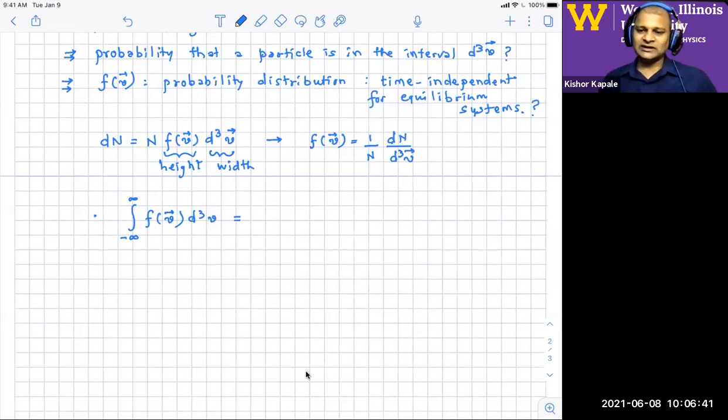We are familiar with the discrete probabilities, probability of getting a head when you toss a coin, probability of getting a 6 when you throw a die. Those are discrete probability scenarios. This is now a continuous probability distribution. There is a certain probability associated with having a speed v for the particle in this gas.